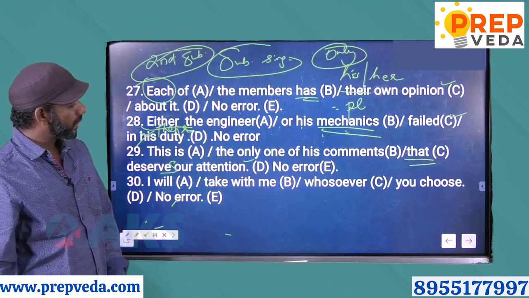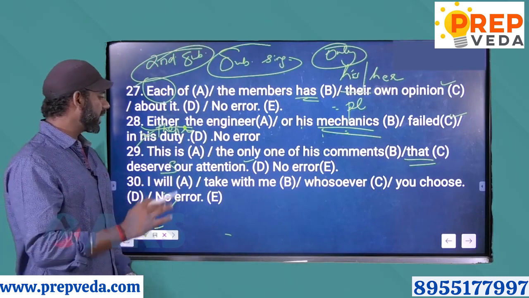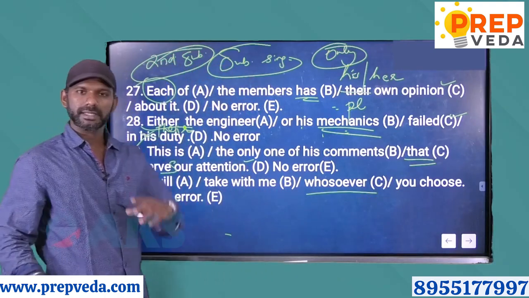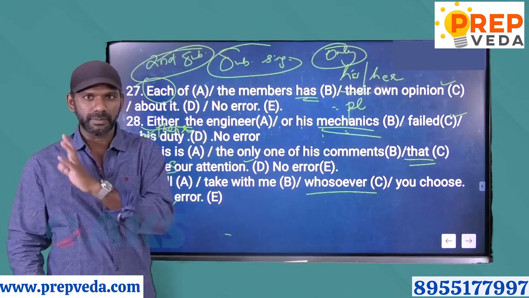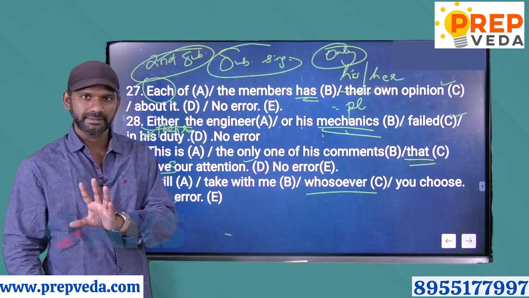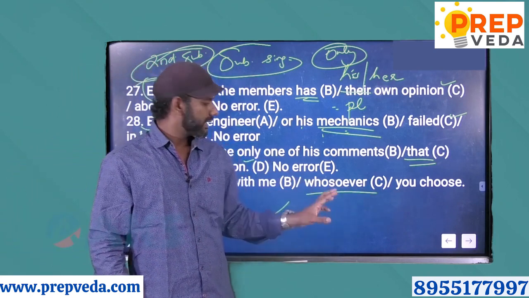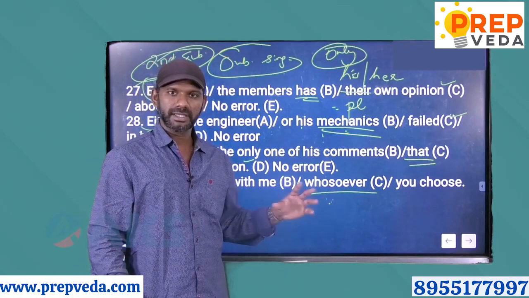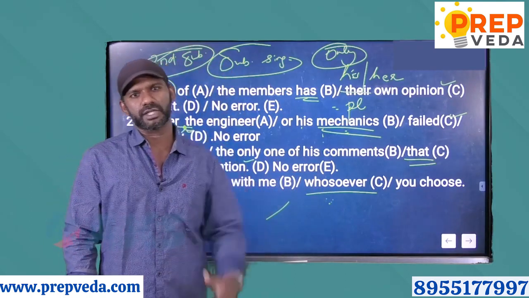I will take with me whosoever you choose. Right? Understand the meaning of the statement. I will take with me whosoever you choose. That means you will choose a person, and the person whom you choose, I'll take with me. That's the meaning. Fine. I will take with me dash you choose. This blank stands for the person you are going to choose, which means this blank stands for the person that is going to do the action or receive the action.